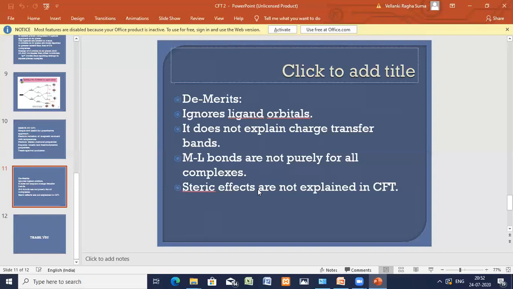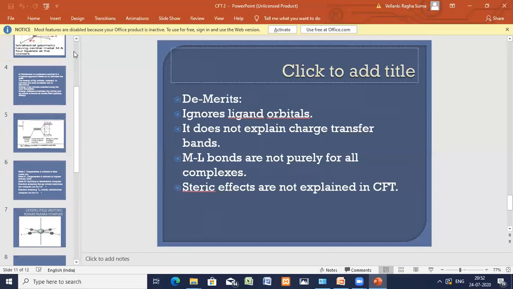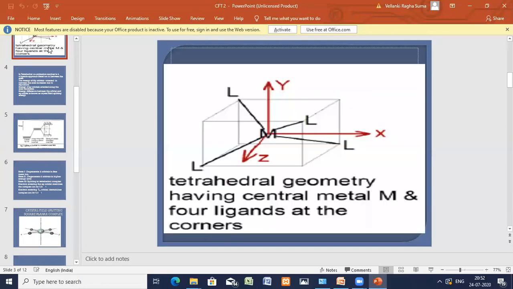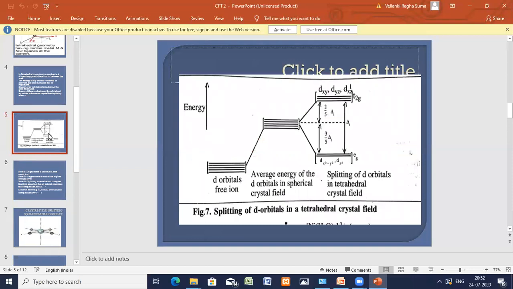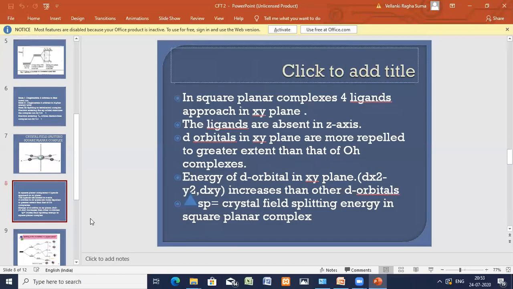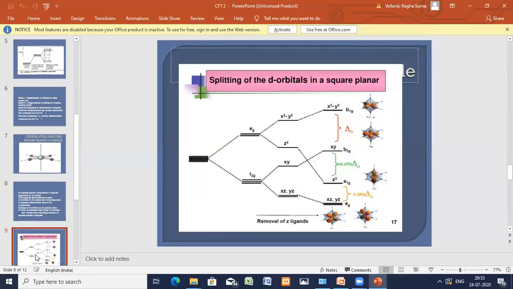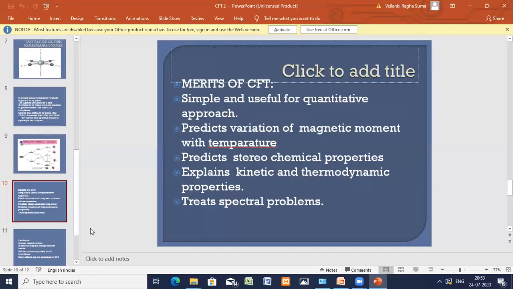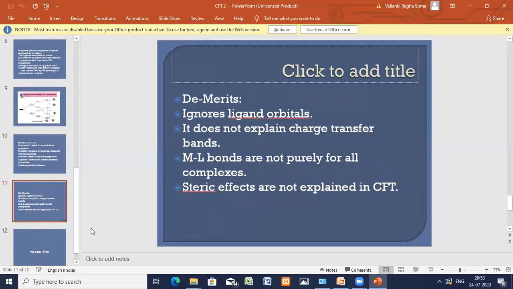In this session, the crystal field splitting of tetrahedral complexes was explained, how the ligands are arranged around the central metal atom and how the splitting takes place. Similarly, for square planar complexes, how the ligands are arranged and how the splitting takes place was explained. Along with that, I have explained the merits and the demerits.